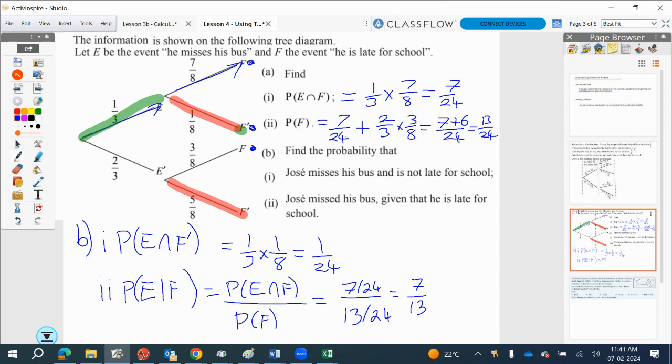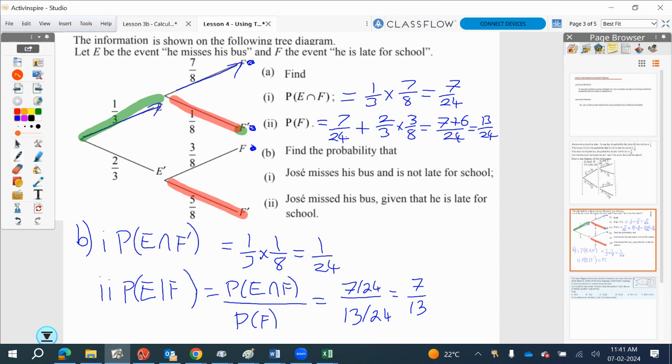So this is the probability that he is late for school, 13 over 24. It's the sum of these two branches. This is the probability that he misses the bus and is late for school. That's this one. Now this one is the probability he misses the bus given that he's late for school.